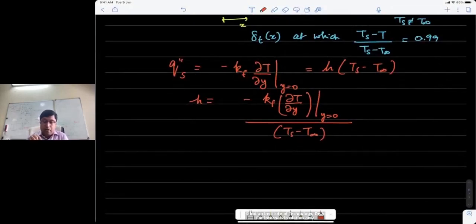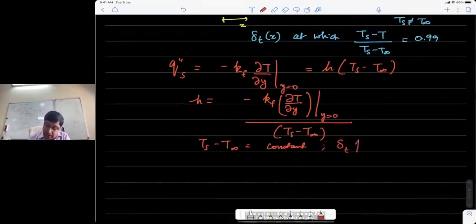Now I can use this equation or this fact here to say a few things about the variation of heat transfer coefficient in the boundary layer, or on the surface along this distance x. Since Ts minus T infinity is a constant, at least for the discussion that we have been doing so far, I also know that delta T, the thermal boundary layer thickness, will actually increase with increasing distance, similar to the velocity boundary layer. The velocity boundary layer also grows with distance. The thermal boundary layer also grows.